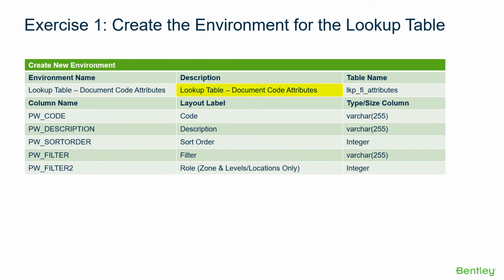The table description will be lookup table - document code attributes, which is displayed in ProjectWise Administrator, and is the name presented when assigning an environment to a folder. Both entries should represent what type of data the lookup table will contain. This environment will store lookup values to be used in generating document codes.